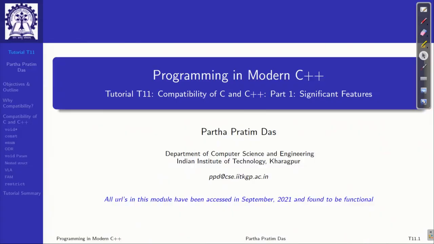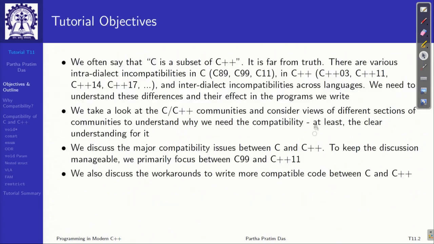I am going to discuss a new aspect in terms of C and C++, the sister languages, in a two-part tutorial. This is tutorial 11, which will be the first part of it. So, we will discuss particularly how far C and C++ are actually compatible, and we will show you some of the significant features which actually differ between them.